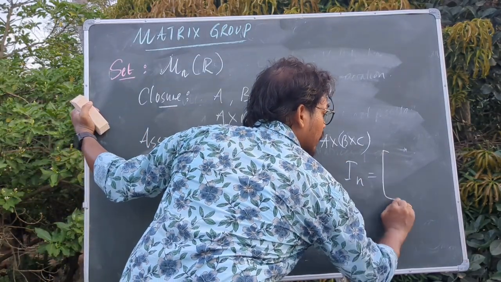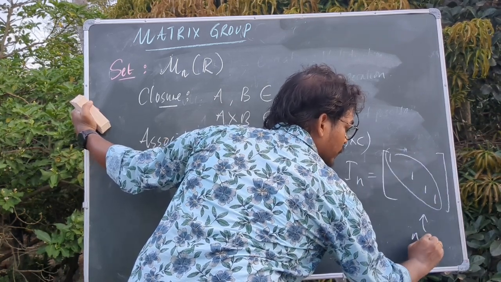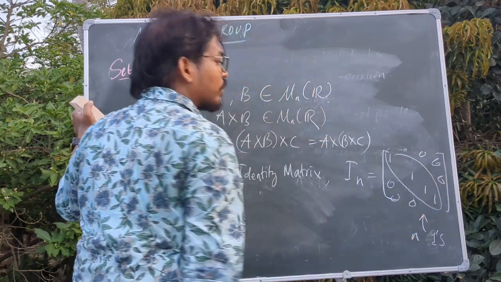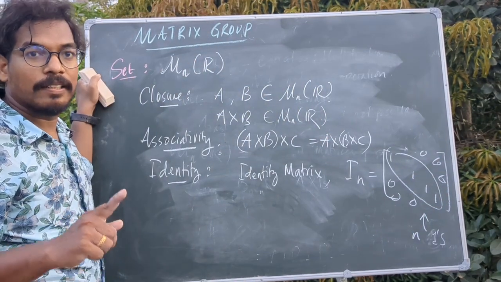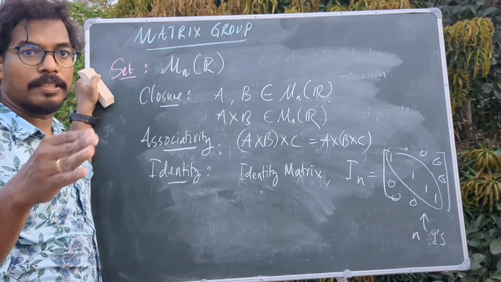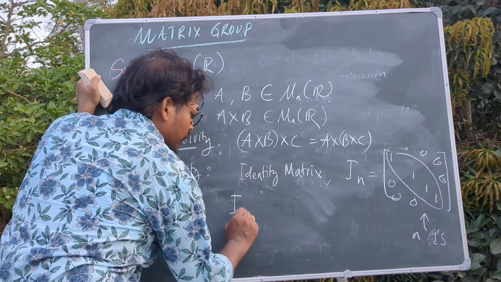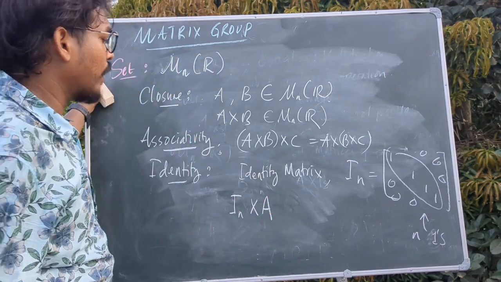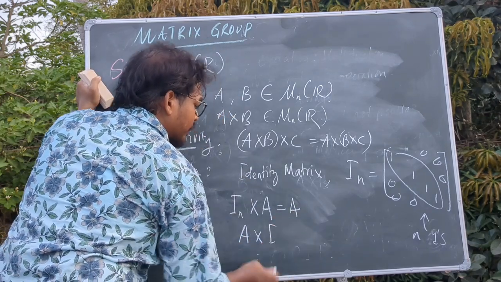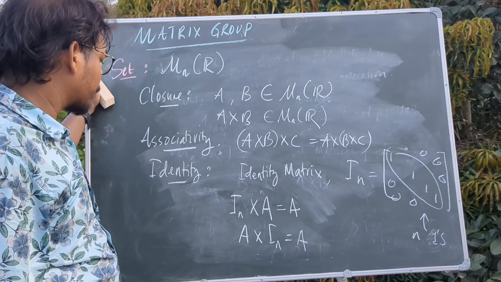The identity matrix has all diagonal entries 1, n ones, and all other entries are 0. So the identity matrix will work as the identity element here, and it works because for any square matrix A of order n, identity times A is the same as A, and A times the identity matrix is also A. So the identity matrix works as the identity element.